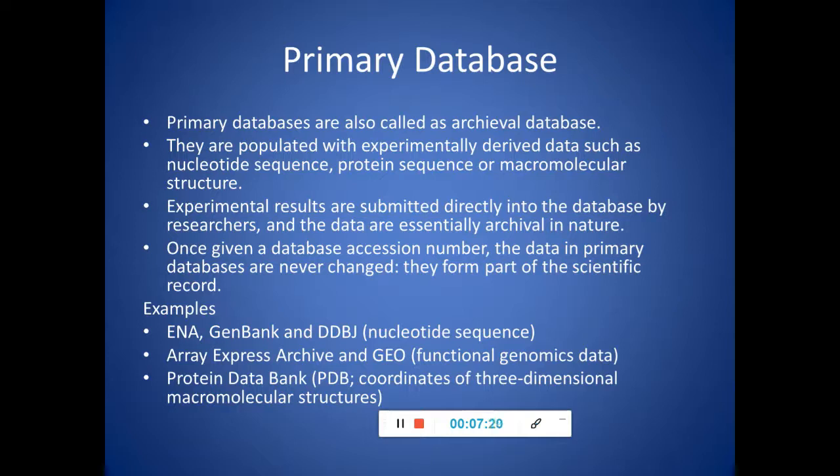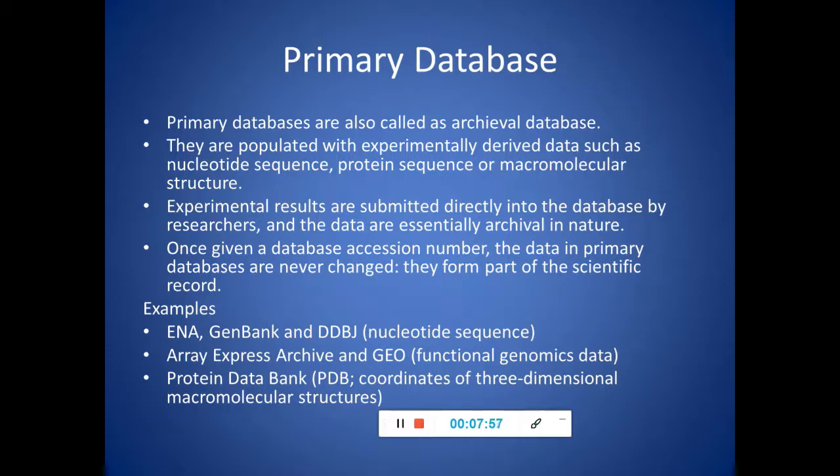A primary database is also known as an archival database, and it is populated with experimentally derived data such as nucleotide sequences, protein sequences or macromolecular structures. The experimental results are submitted directly into the database by the researchers, and the data are essentially archival in nature. Once given a database accession number, the data in the primary database are never changed and they form a scientific record. I have told you about the different examples of the primary database we mentioned earlier.